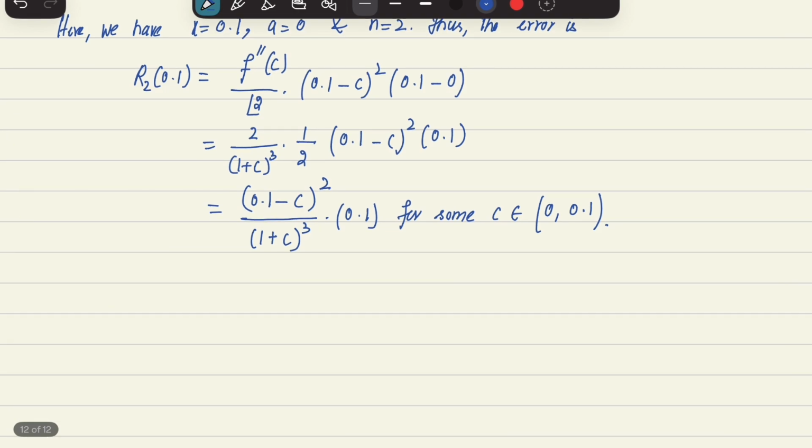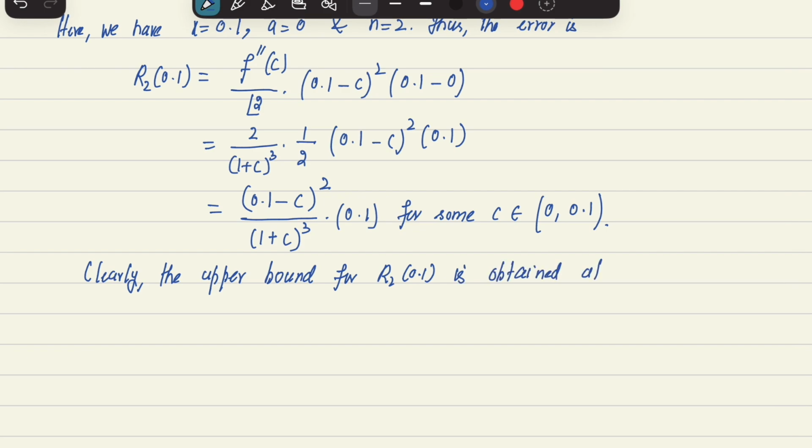Now in order to find the upper bound for this error, we need to evaluate the maximum value of the expression 0.1 minus c power 2 divided by 1 plus c whole cube into 0.1, and for clear reasons we just need to evaluate the smallest value of this denominator so that the whole expression is largest. Now clearly the upper bound for R2 of 0.1 is obtained at c equal to 0, because c equal to 0 is the value where 1 plus c whole cube is smallest.